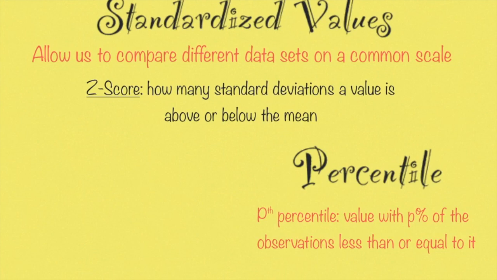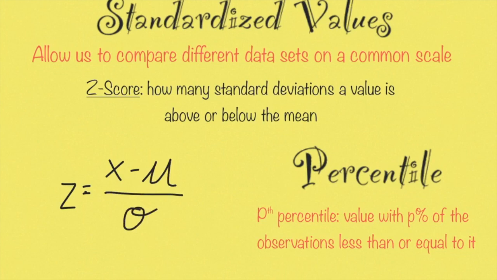And the equation for that, which we should all have nailed down by now, is z equals x minus mu over sigma, which is x minus the mean over standard deviation.